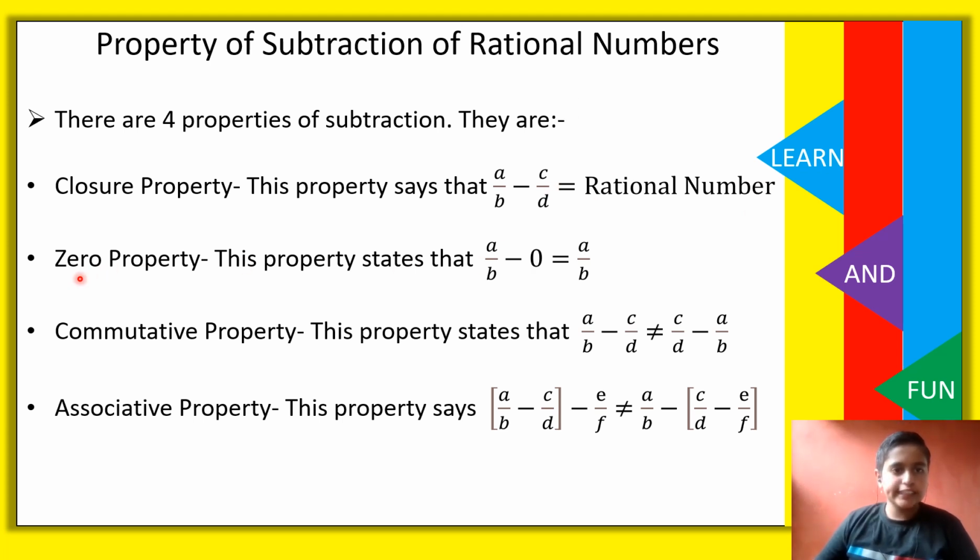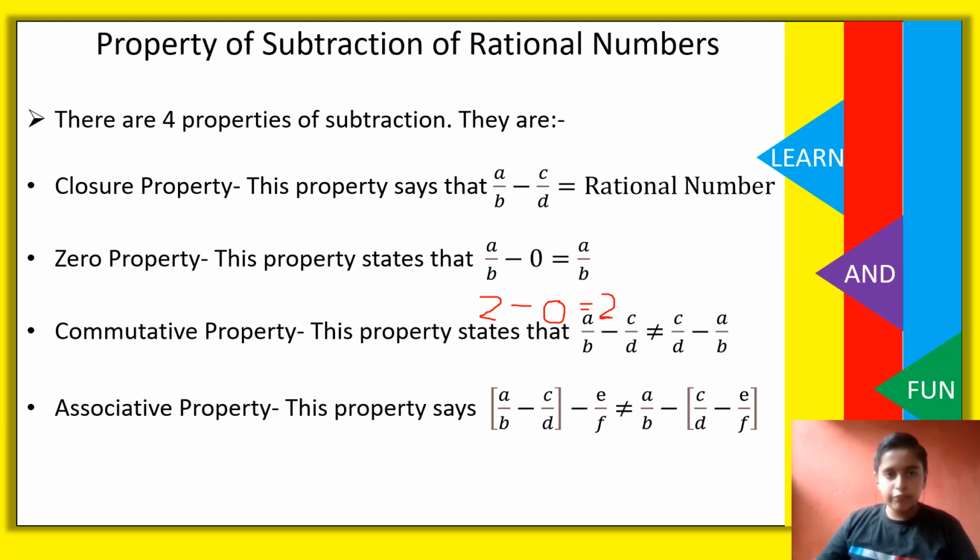Now we are going to the zero property. This property states that a upon b minus 0 is equal to a upon b. So we'll take an example. Let a upon b be 2. 2 minus 0 is equal to 2, which is a upon b. So 2 minus 0 is equal to 2. This is verified, so this property works.